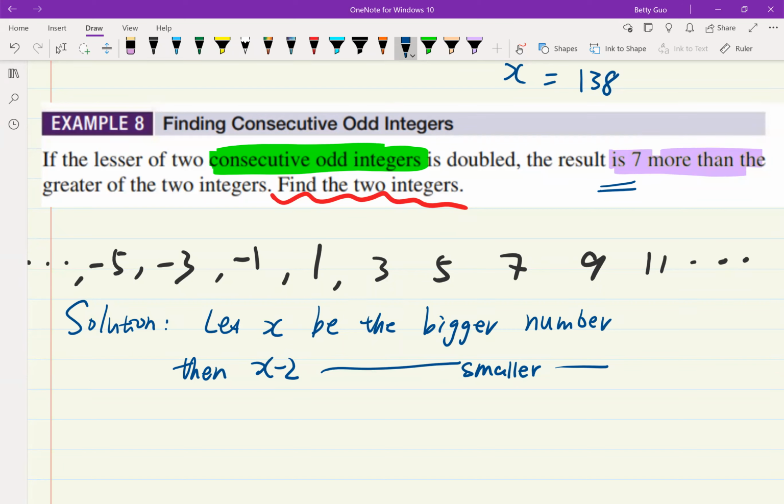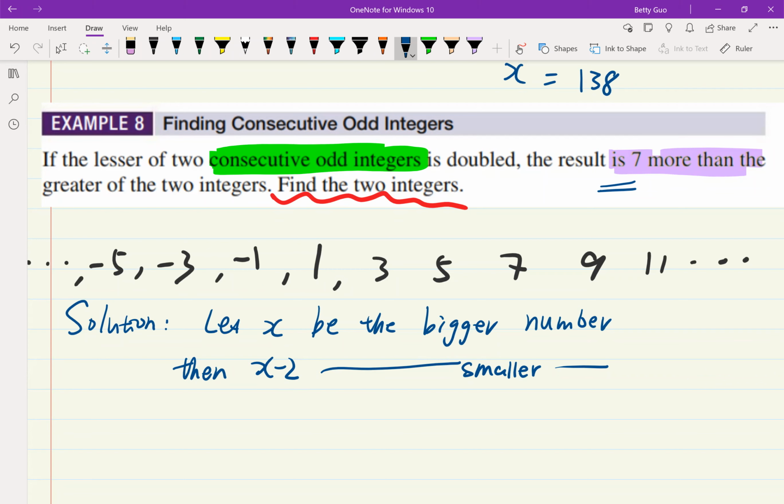For example, if X is 9, X minus 2 is 7, right? 9 and 7 are two consecutive odd integers. Bigger one, smaller one, right? If X is 11, X minus 2 is 9. So it always satisfies the pattern. So those two numbers are the two consecutive odd integers. So once again, you need to remember, you use X to represent the bigger number among the two consecutive odd integers. Okay, now let's set up the equation.